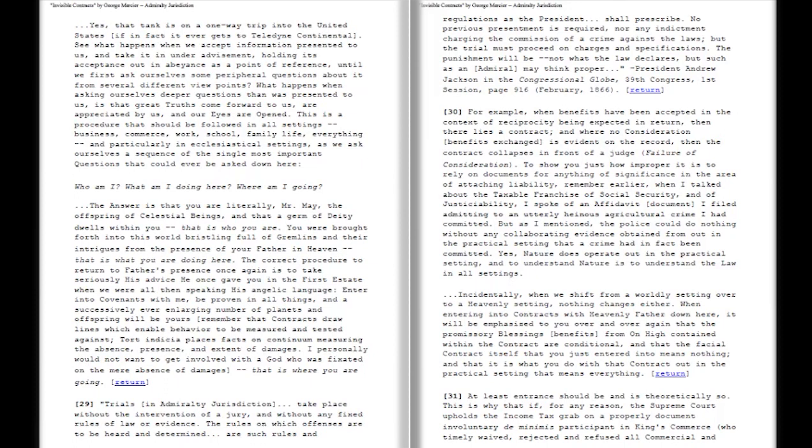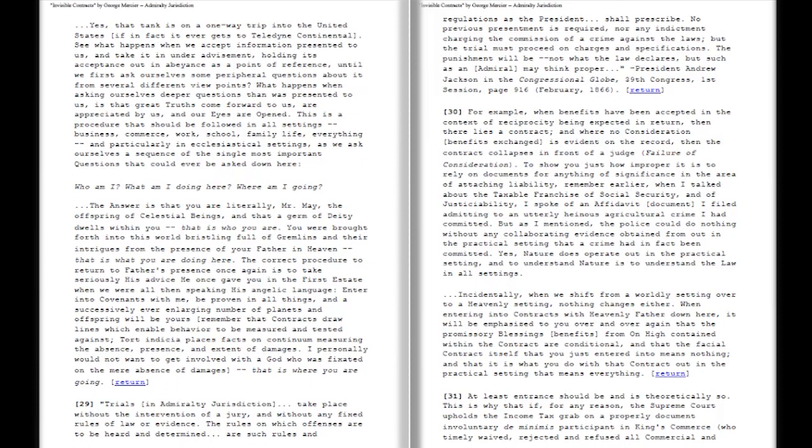To show you just how improper it is to rely on documents for anything of significance in the area of attaching liability, remember earlier, when I talked about the taxable franchise of Social Security, and of justiciability, I spoke of an affidavit document I filed, admitting to an utterly heinous agricultural crime I had committed. But as I mentioned, the police could do nothing without any corroborating evidence obtained from out in the practical setting that a crime had in fact been committed. Yes, nature does operate out in the practical setting, and to understand nature is to understand the law in all settings. Incidentally, when we shift from a worldly setting over to a heavenly setting, nothing changes either.